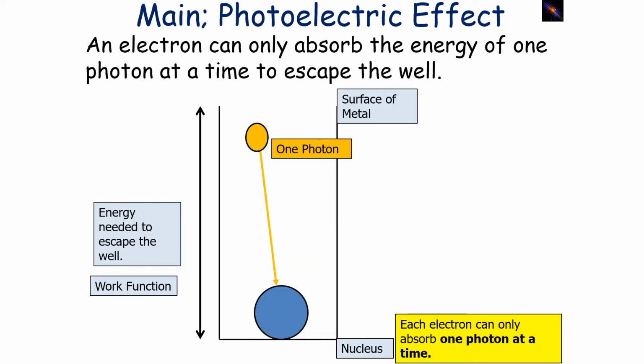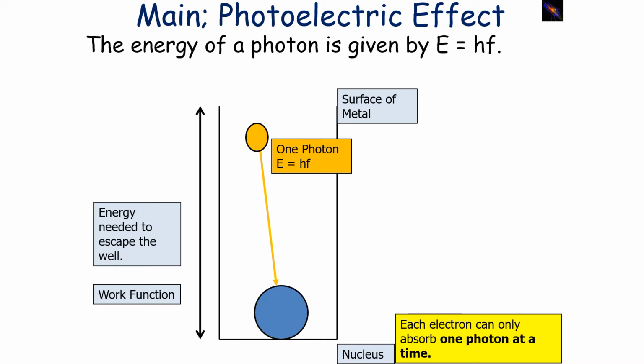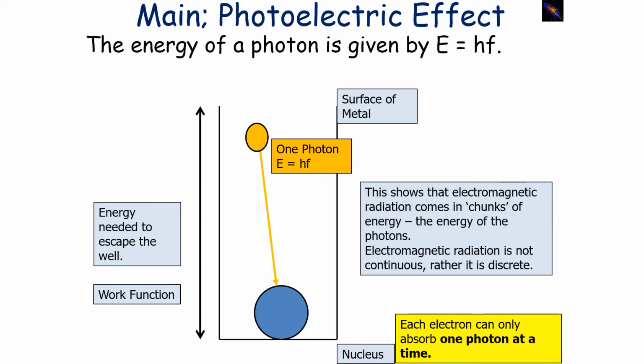Now like we said, an electron can absorb the energy of one photon at a time to escape its potential well. Now it's indicated that's a key principle of quantum mechanics, of quantum physics. Now this shows us that electromagnetic radiation comes in chunks of energy, the energy of a photon. So electromagnetic radiation is not continuous, rather it is discrete.